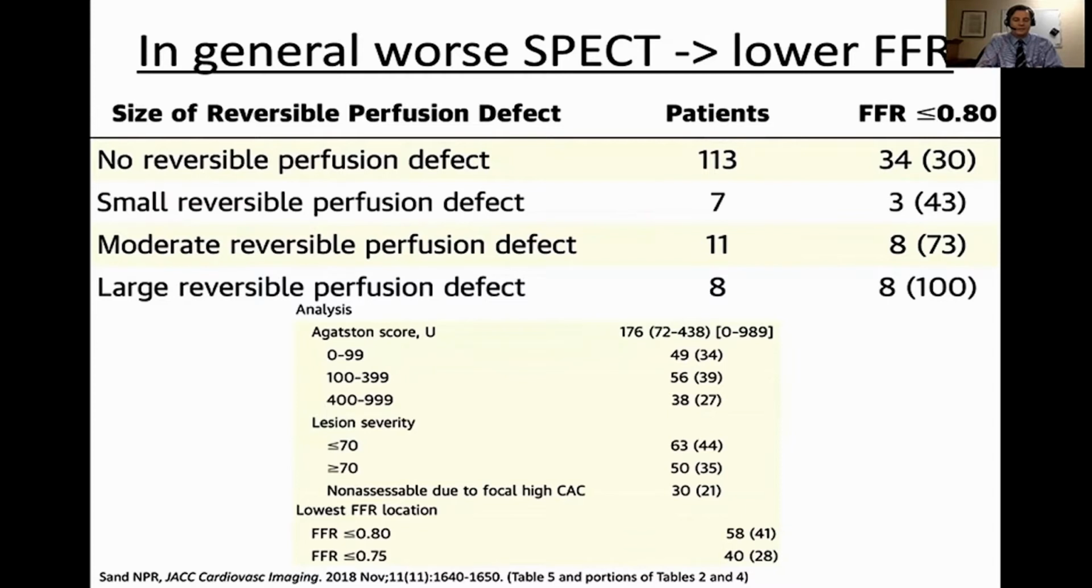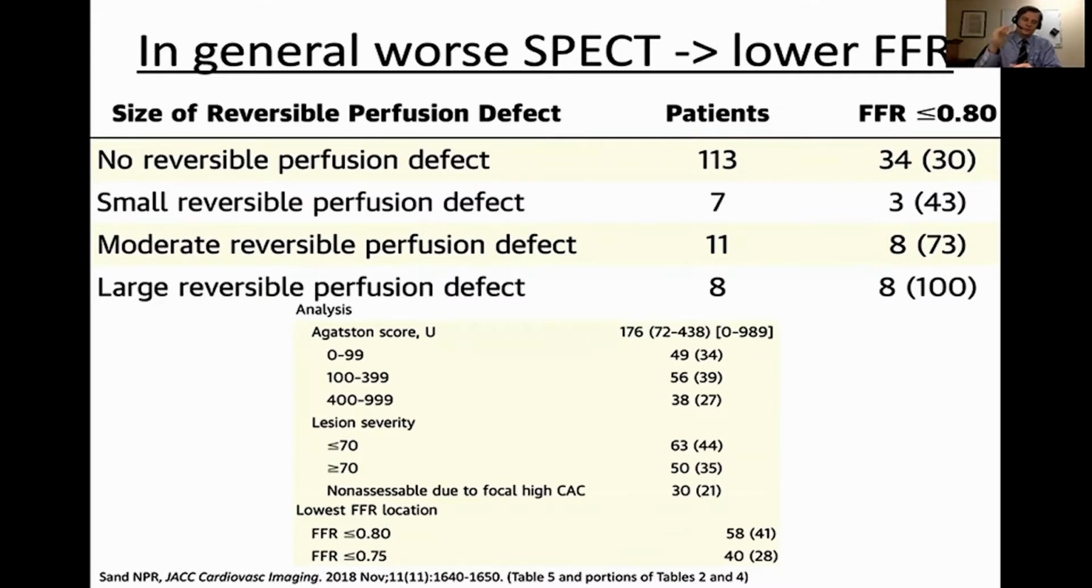And you see that the lowest FFR, less than 0.75, happens to be present in about 30% of patients. Of course, there's a relationship then between the SPECT defect and the lowest FFR value. So when patients have no reversible perfusion defect, which is the vast majority of them, only about 30% of patients had a low FFR value.